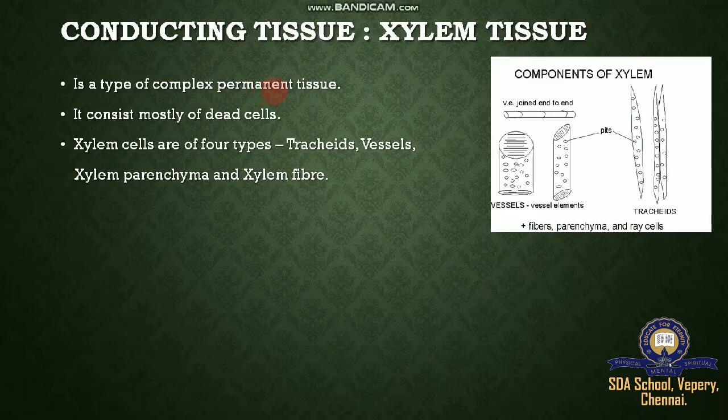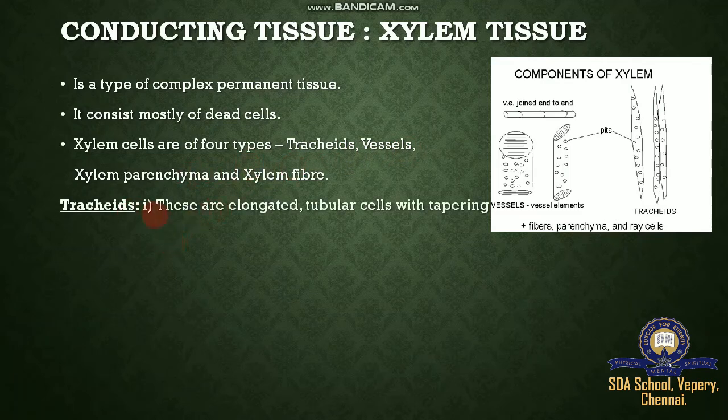Tissue means a group of cells. What are the groups of cells? Trachea cells, vessel cells, xylem parenchyma, and xylem fiber make up the tissue. Number one is called trachea. These are elongated tubular cells with a tapering end and thick lignified walls.